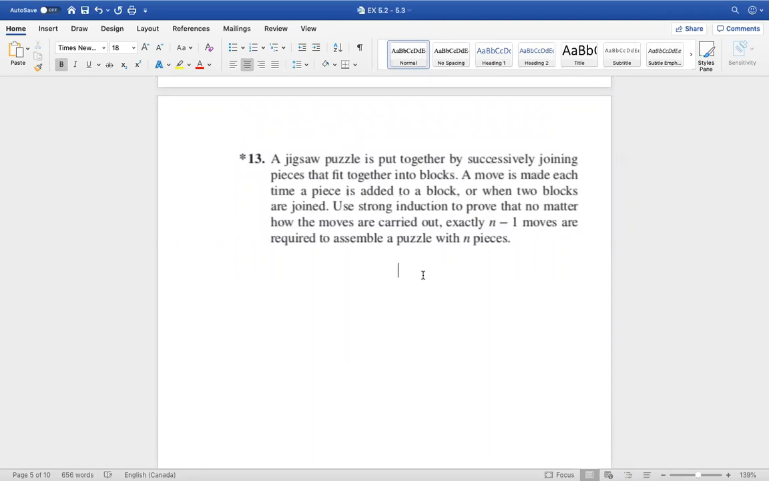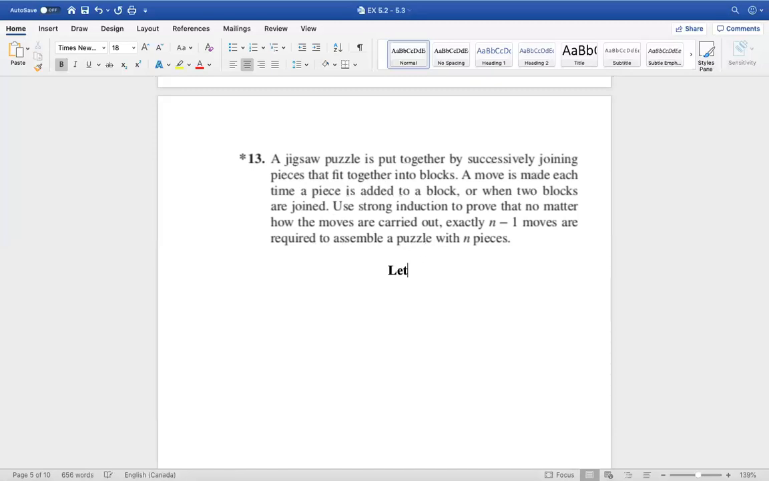So in the next question, we have this here. A jigsaw puzzle is put together by successively joining pieces that fit together into blocks. A move is made each time a piece is added to a block, or when two blocks are joined. Use strong induction to prove that no matter how the moves are carried out, exactly n-1 moves are required to assemble a puzzle with n pieces.